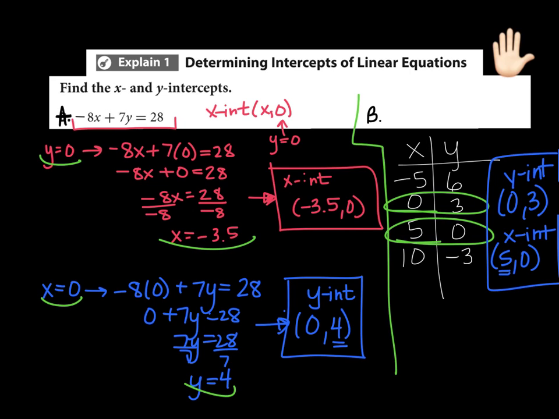All right, now let's see what we can do with that as far as graphing is concerned. Why is this going to be a shortcut for us when we want to graph equations?